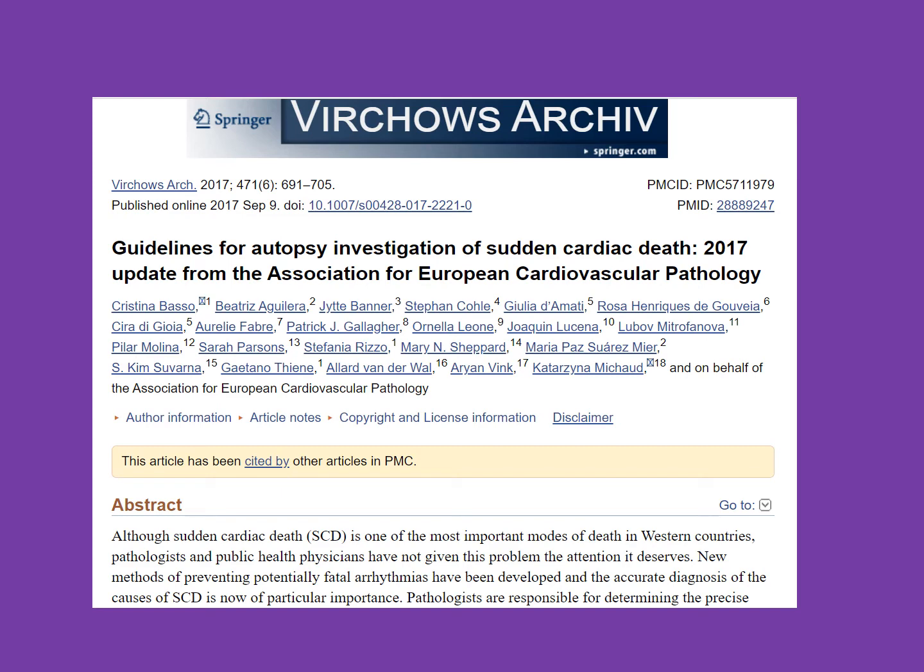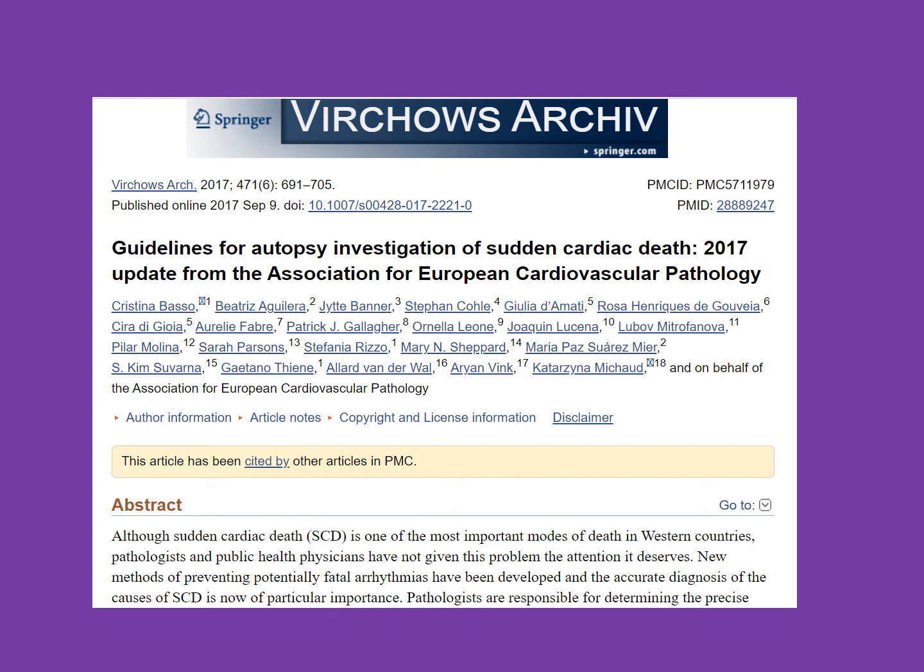Now, what are the guidelines for autopsy investigation of sudden cardiac death? So the Association for European Cardiovascular Pathology published this in 2017. So when we say sudden cardiac death, these are deaths that cannot be accounted for with specific diseases. But of course, the most common clinical finding would be the presence of possible arrhythmia. And in general, after autopsy, most cases are due to ischemic heart diseases as well, possibly MI or atherosclerosis.